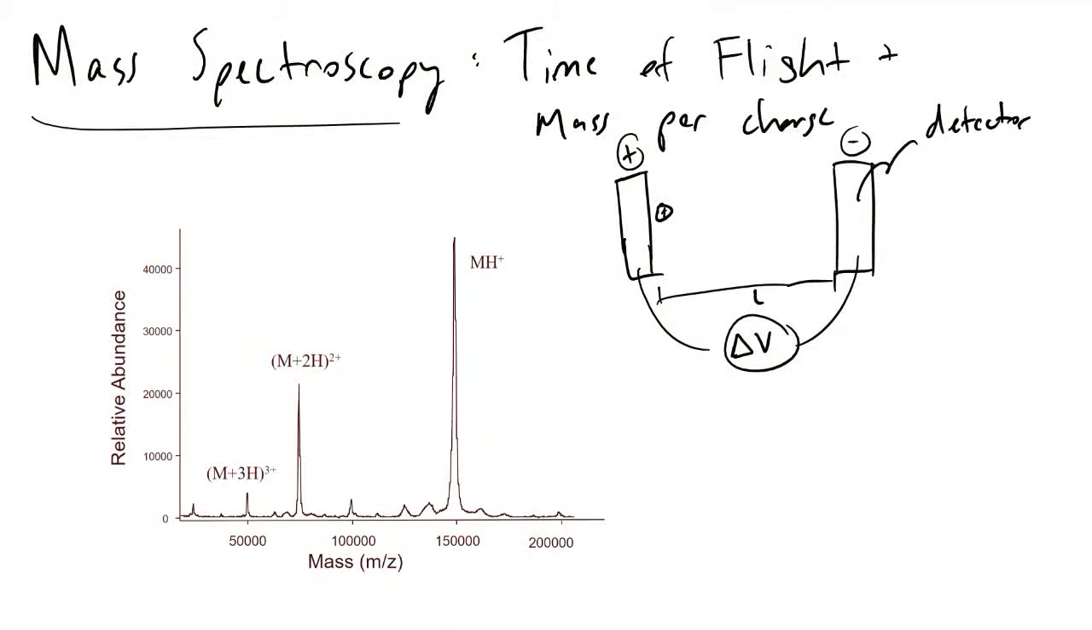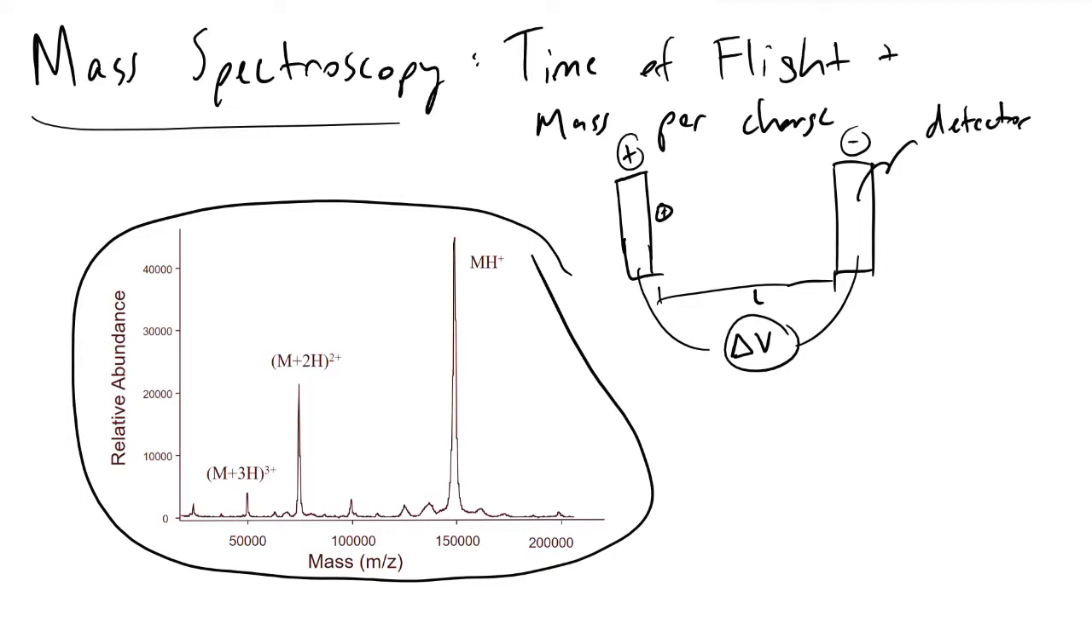The terms time of flight and mass per charge are very important terms to understand when you're working in mass spectroscopy. They're very important because they are what get us these plots at the end of the day that allow us to determine information about what we're studying. In this video, I'm going to talk about how we are evaluating these times of flight as well as the mass per charge in practice.